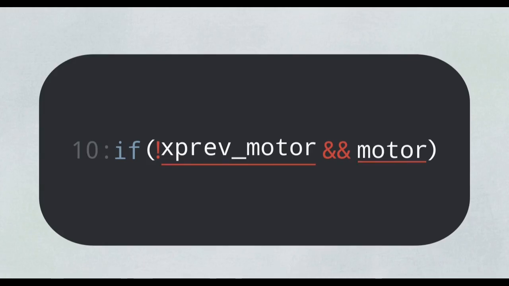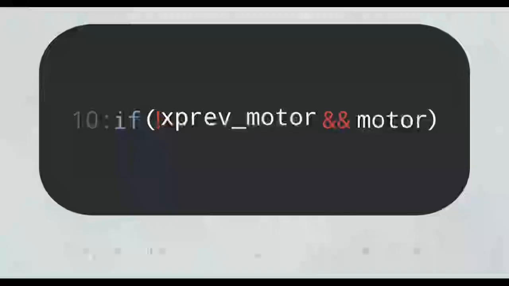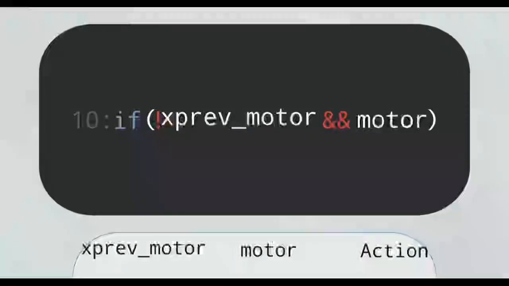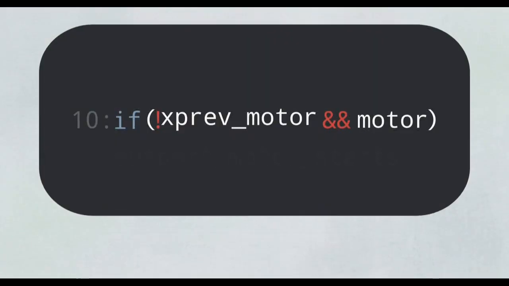Let's break down the syntax. The exclamation mark represents a logical NOT operator, and the double ampersand acts as a logical AND. The state condition evaluates a precise scenario. It checks if the previous state was off, meaning false, and if the current state is on, meaning true. This exact false to true transition is the only moment the code will execute. Any other combination is ignored.